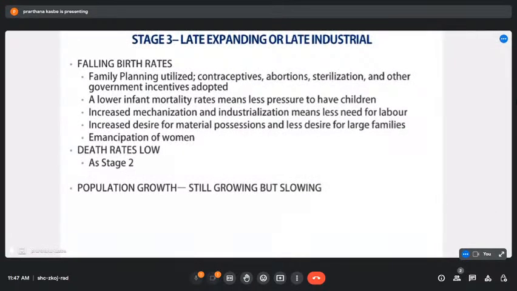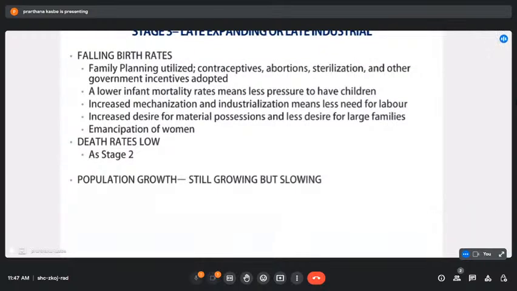Stage 3. Stage 3 is the late expanding or the late industrial stage. Falling birth rate and death rate also low. It means both the rates are low in the third stage. So why is the birth rate falling? Family planning is utilized here. The contraceptives, abortions, sterilization and other government incentives are adopted by the population.